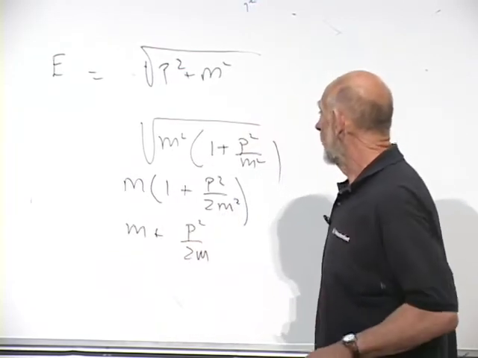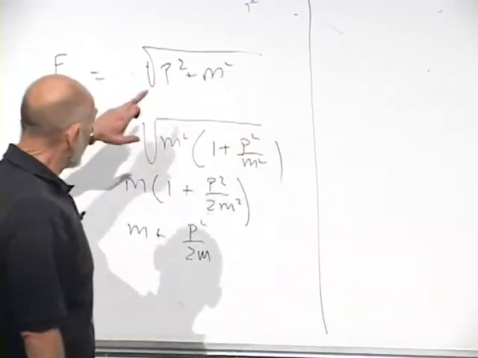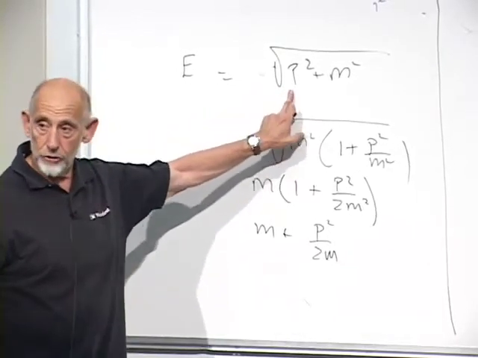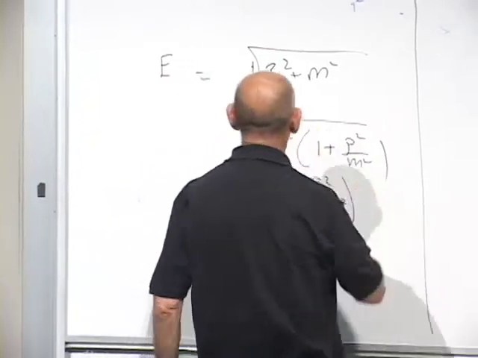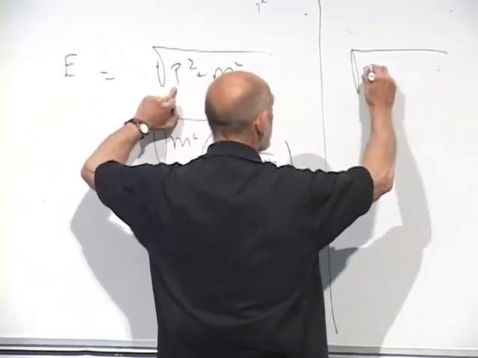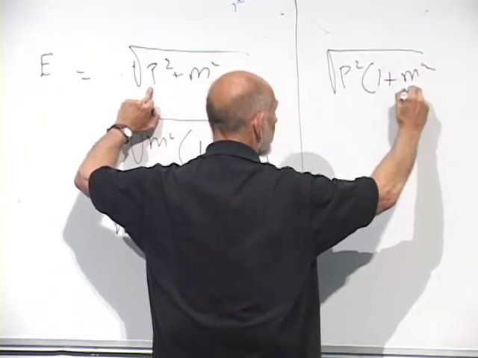Okay. Now, let's do the other expansion. The other expansion, we boost like hell so that the momentum is very large. And then we expand it in the other way. Let's see, p is very large now. So this is the square root of p squared times 1 plus m squared over p squared.